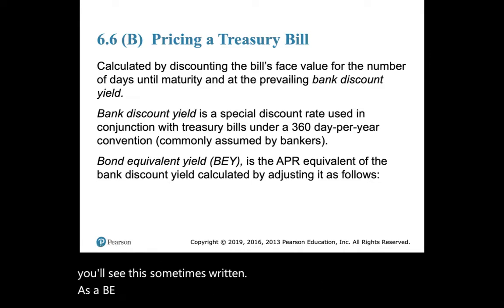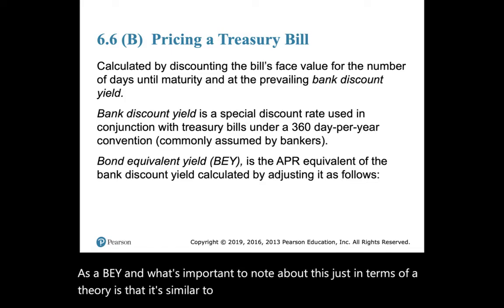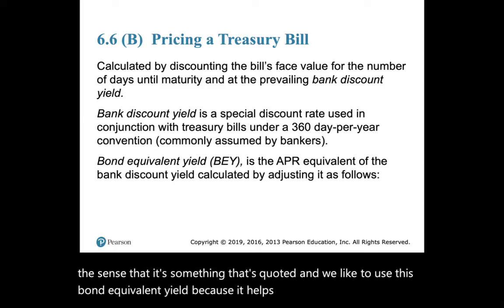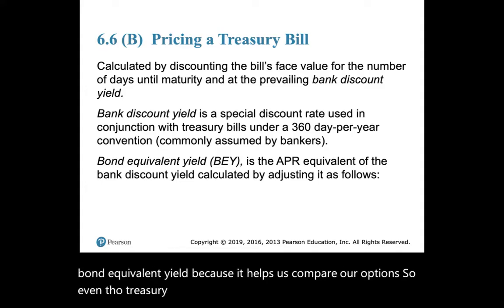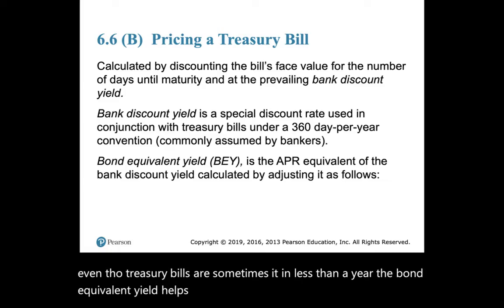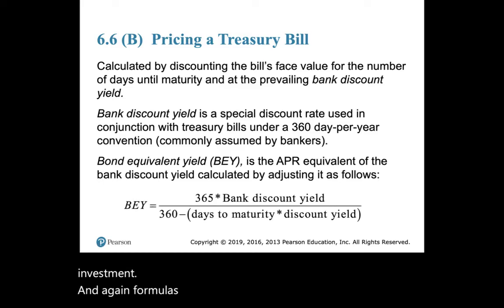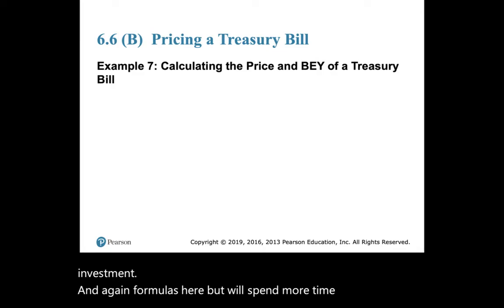And what's important to note about this, just in terms of theory, is that it's similar to the APR, okay, so the annual percent rate, in the sense that it's something that's quoted. And we like to use this bond equivalent yield because it helps us compare our options. Okay, so even though treasury bills are sometimes even less than a year, the bond equivalent yield helps us calculate an annual yield on that investment. And again, the formula is here, but we'll spend more time calculating. We'll do a quick example here.